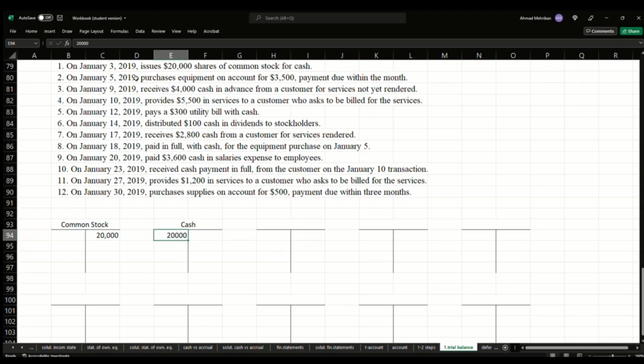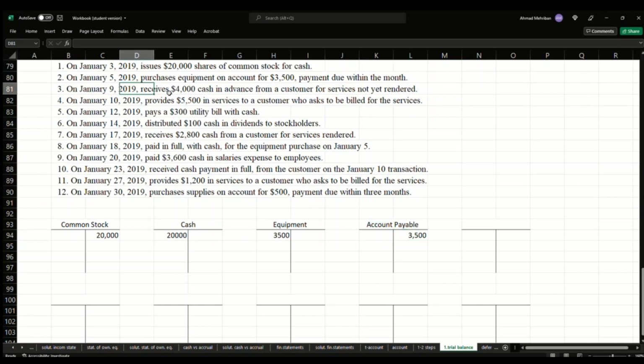On January 5, 2019, purchased equipment on account for 3,500. So equipment was purchased, so it's a debit account. It's purchased on account, so it's an accounts payable, our liability, a credit entry of 3,500.